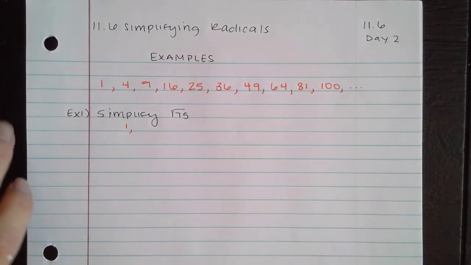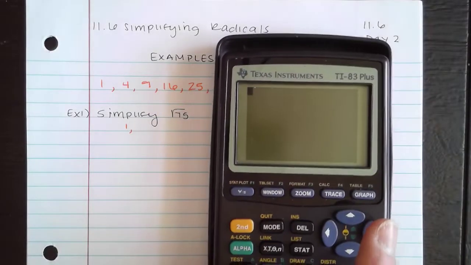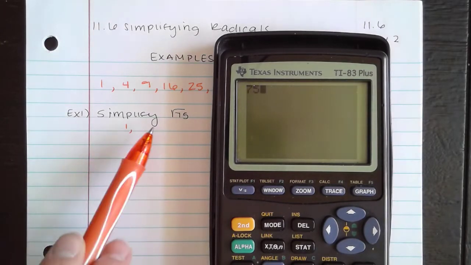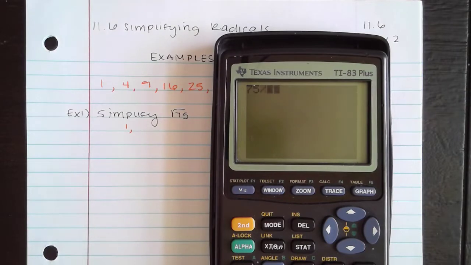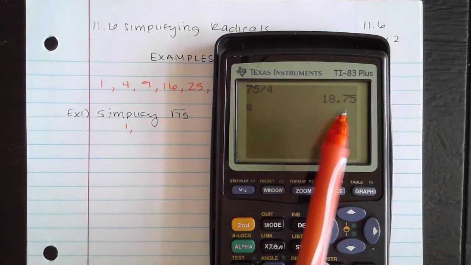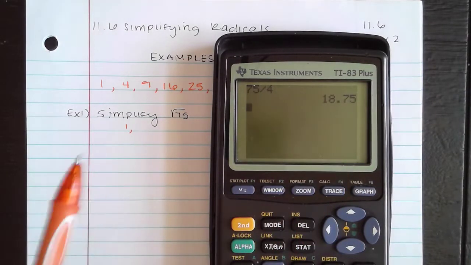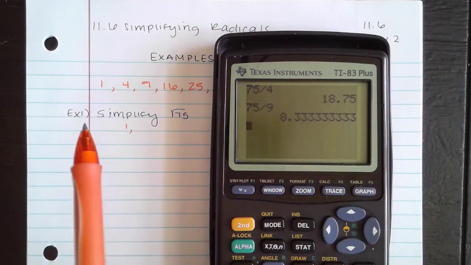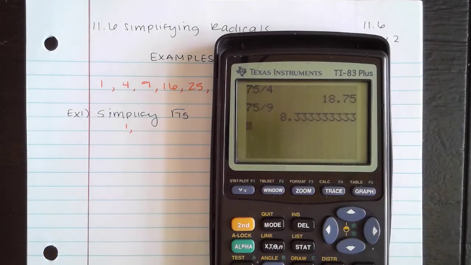Now here's a way that you can do this. I use this for big numbers just to be sure, and you can use this for anything. Is 75 divisible by 4? We'll just check. No, it's not. 4 doesn't go in a whole number of times. It's not divisible by 4 to get a whole number. Is it divisible by 9? I already know that it's not, but you can check on your calculator to make sure. And you can do that for all the perfect squares just to be sure.